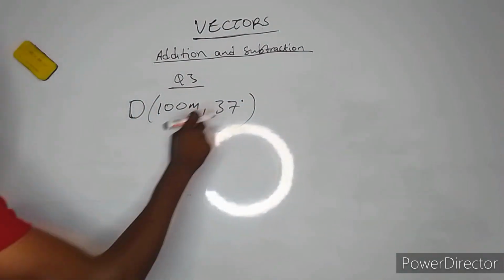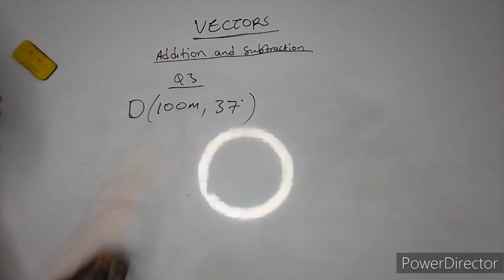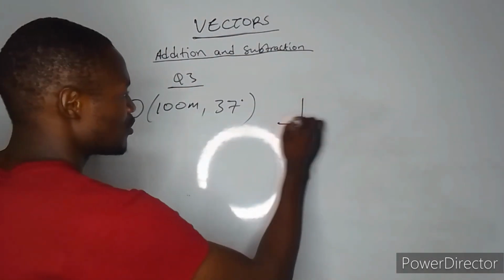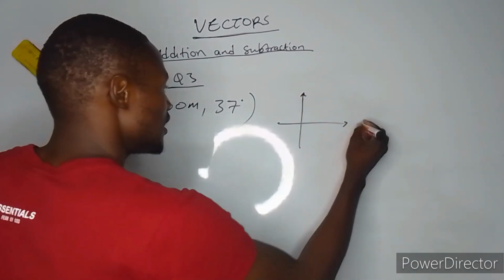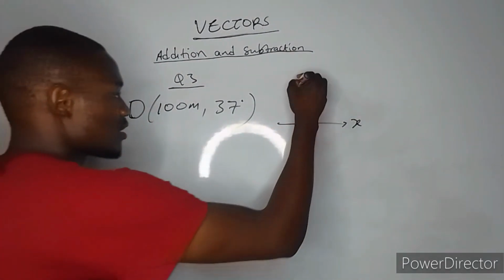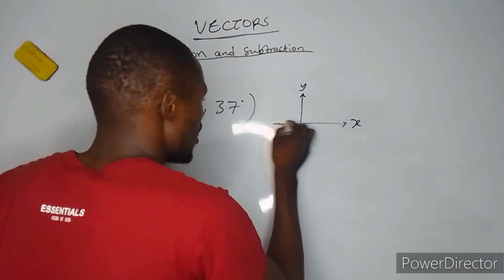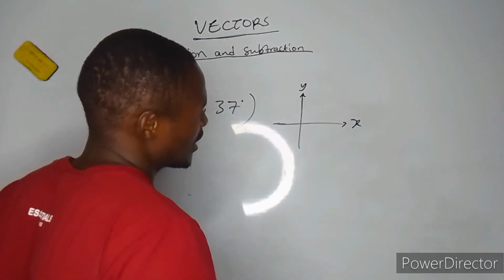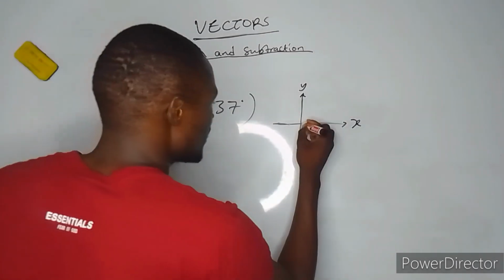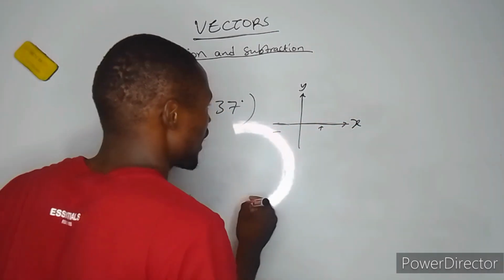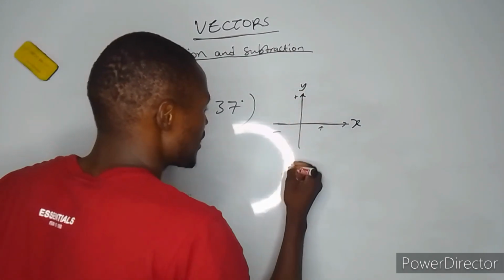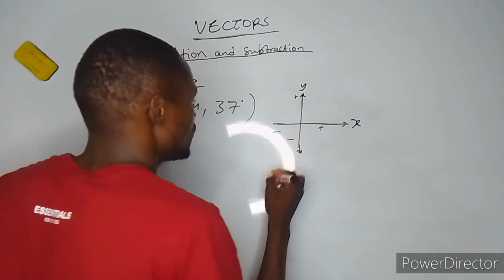Now, when you identify these angles, remember we have got this one, the x-y plane. Here we have got x, then here we have got y. Now, what is the next thing? The next thing that you have to know is this is the positive x, this is negative x, this is the positive y, this is the negative y.